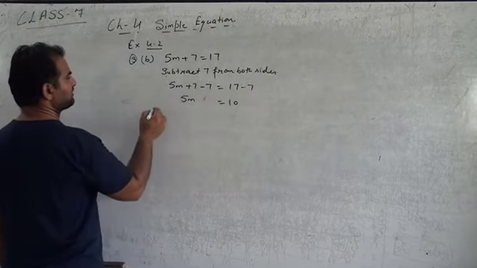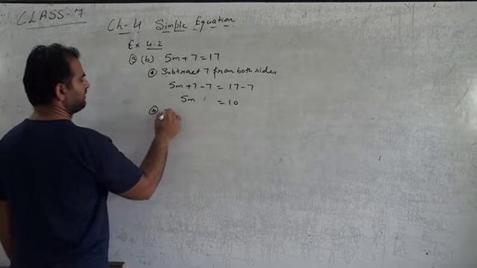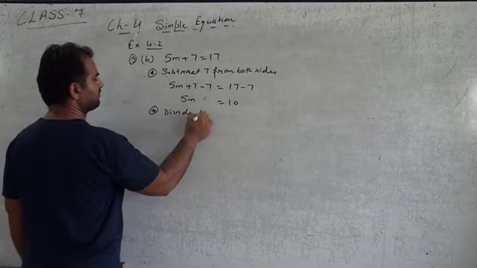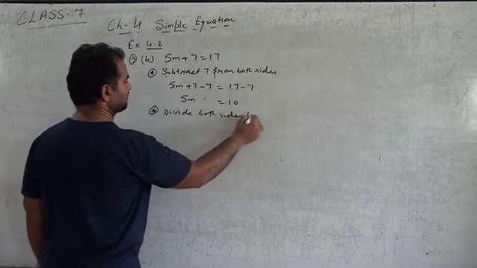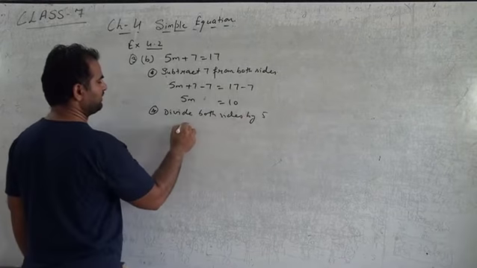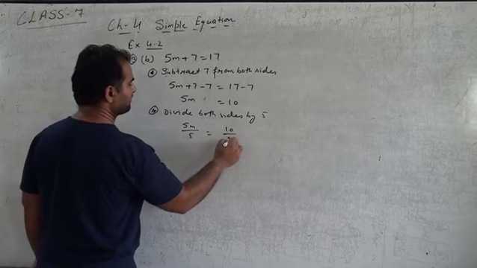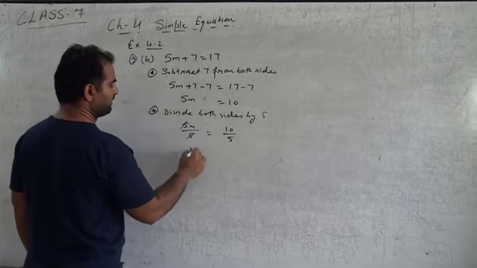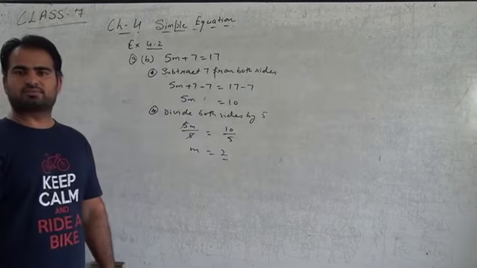Next step is divide both sides by 5. So it will be 5m upon 5 equals 10 upon 5. It will be m equals 2. This is the final answer.